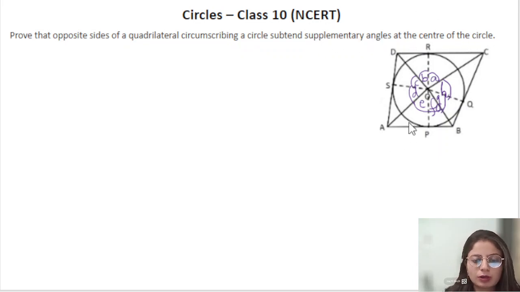Okay, so I have a quadrilateral here, ABCD, and it circumscribes a circle. Now I have marked all 8 angles this way: A, B, C, D, E, F, G, H.